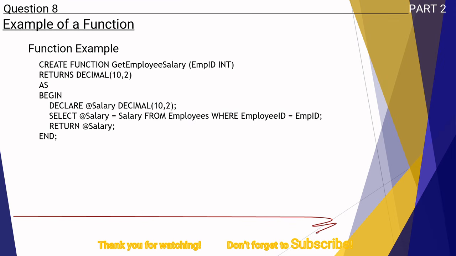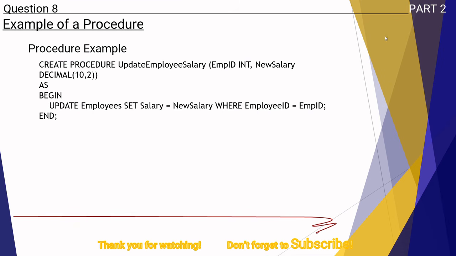Here is an example of a function in SQL. This function, getEmployeeSalary, accepts an EMP ID as input and returns the salary of the employee with that ID. As you can see, it returns a value.